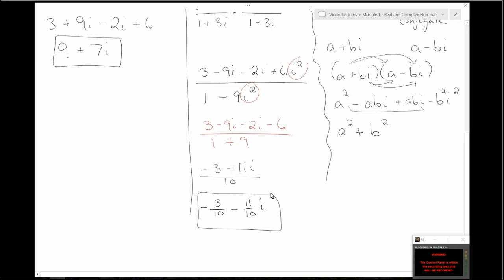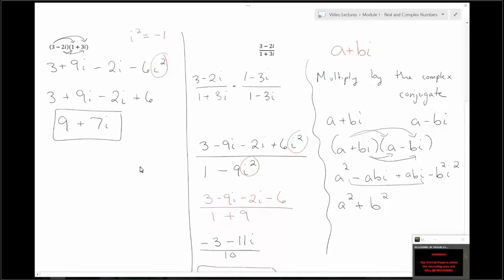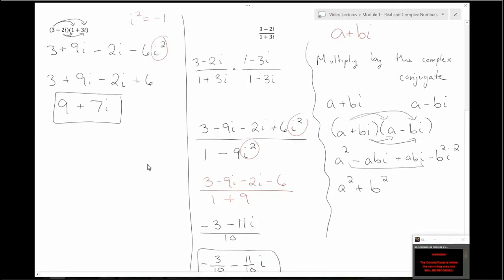So again, in order to divide complex numbers, I need to multiply by the complex conjugate. So if I had a plus bi, it's just a minus bi. And when I did that, I wanted to make sure I multiply on the top and the bottom so that it's the same thing. And that's everything that we need to do with the complex numbers.